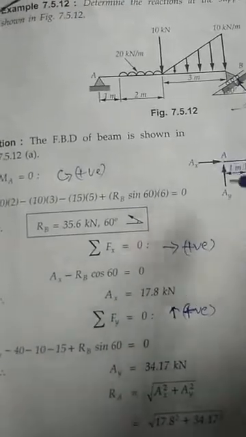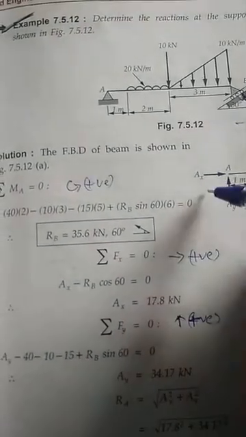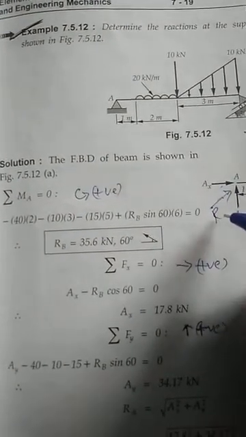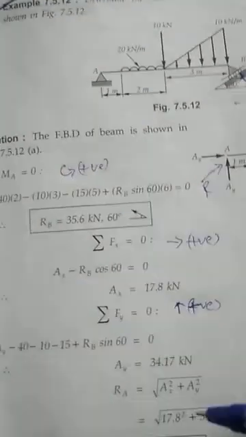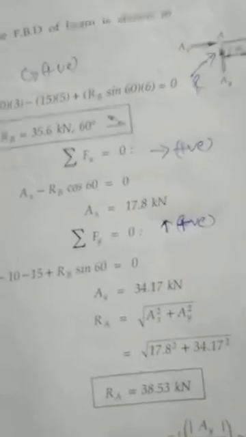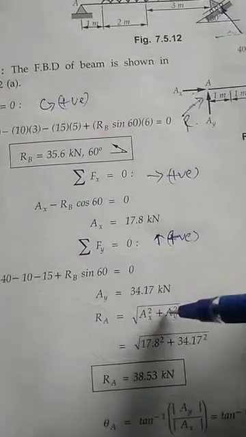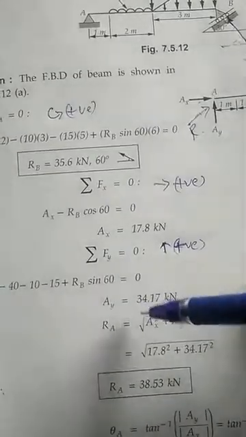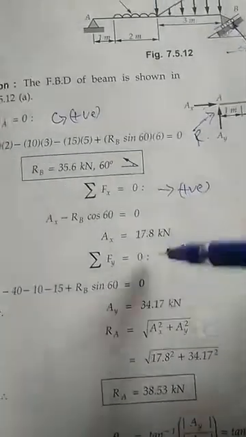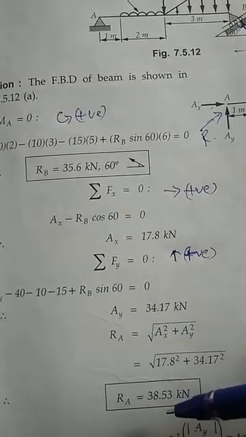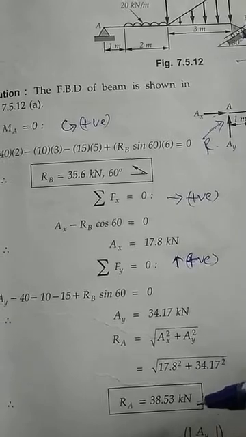Here there are two forces, Ax and Ay, and for these two forces a resultant force will be obtained. This resultant force you have to determine. How? You take the square root of Ax square plus Ay square. Ax value you have already determined, Ay also. Substitute these two values and find the reaction at A. Finally you will get around 38.53 kilonewton.